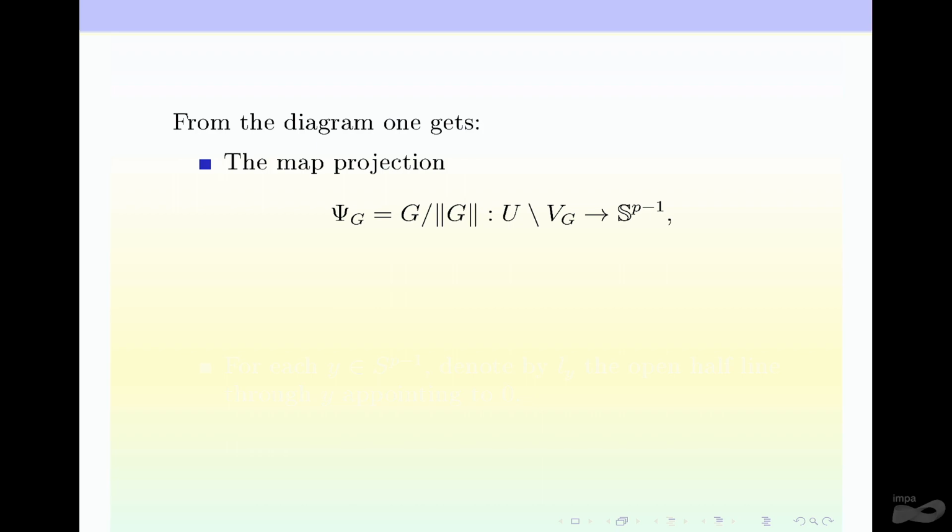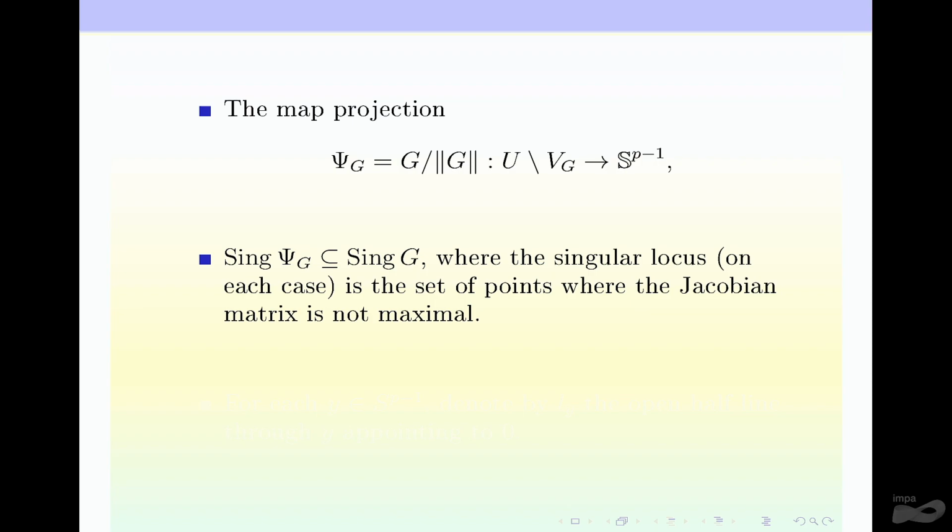Okay, several people have already worked with such a mapping to get the fibration on the spheres and fibration on the ball and so on. Also from the commutative diagram we get that the singular set of psi_G is included in the singular set of G. The singular set here is also in the canonical way. I mean the standard critical set is the points where the Jacobian matrix has no maximal rank.